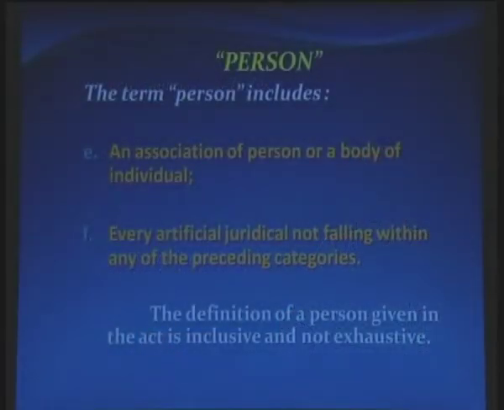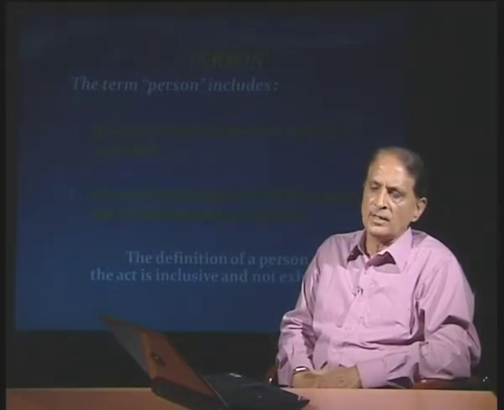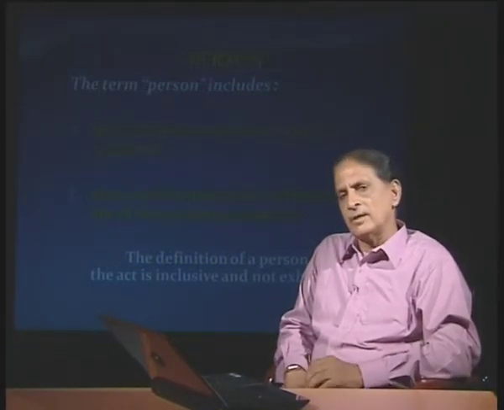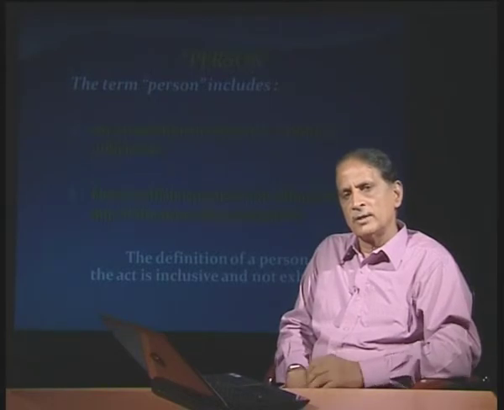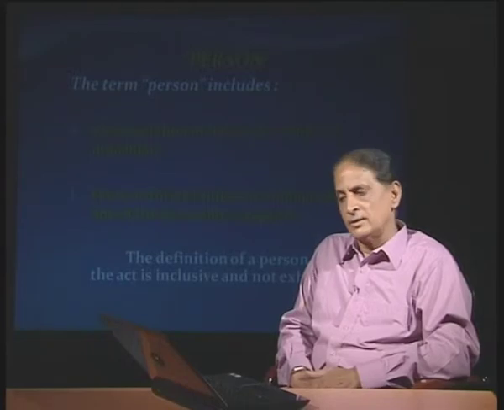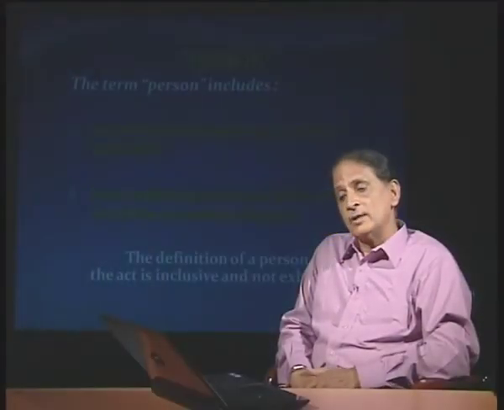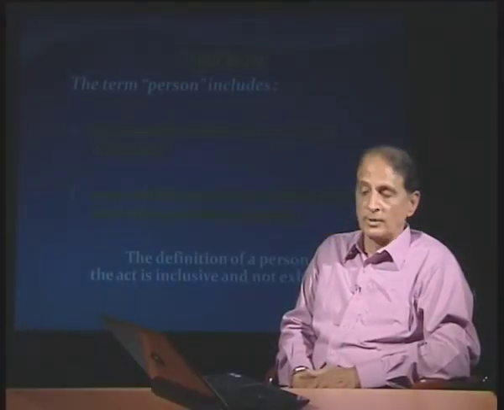And last is every artificial judicial person not falling within any of the preceding categories. It means any person who does not fall in the first 5 categories is included under the last category. Under this category we can include every type of judicial authorities, all legal entities or autonomous bodies like the universities, or every type of trust, and trusts which run religious places, they are also included under every artificial judicial person.